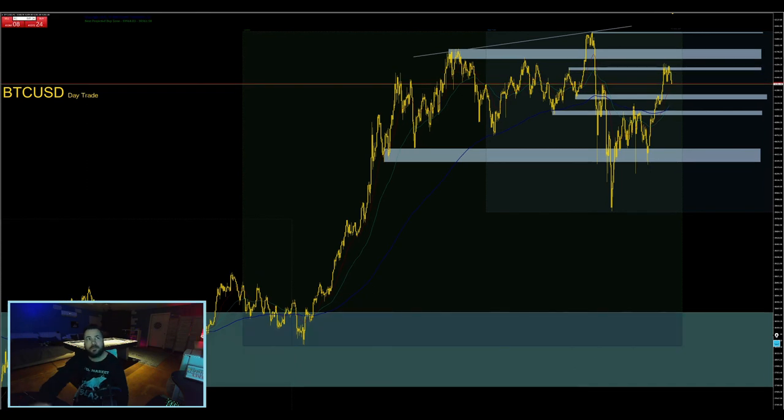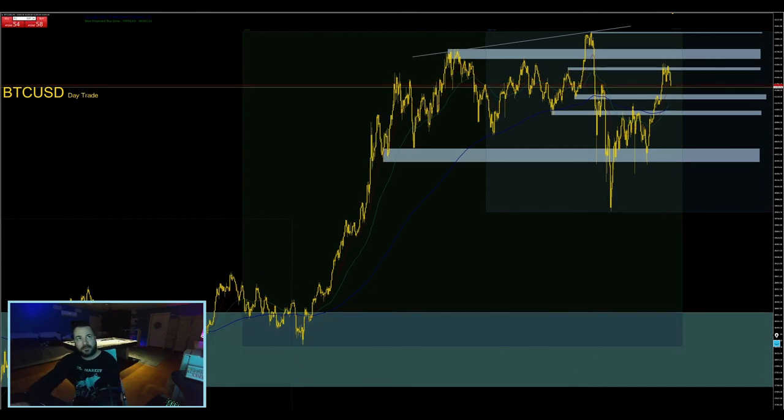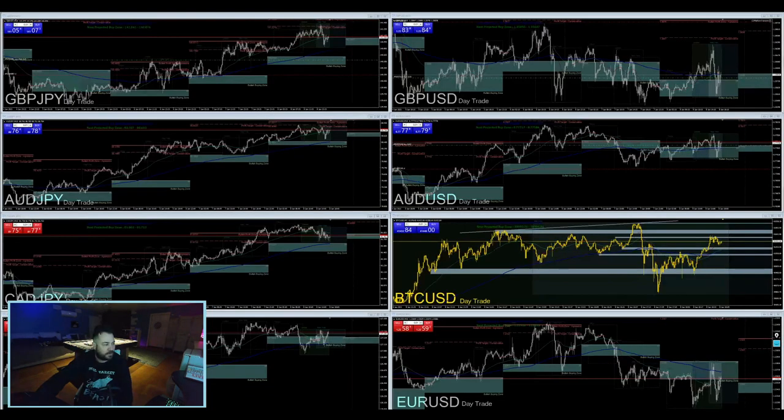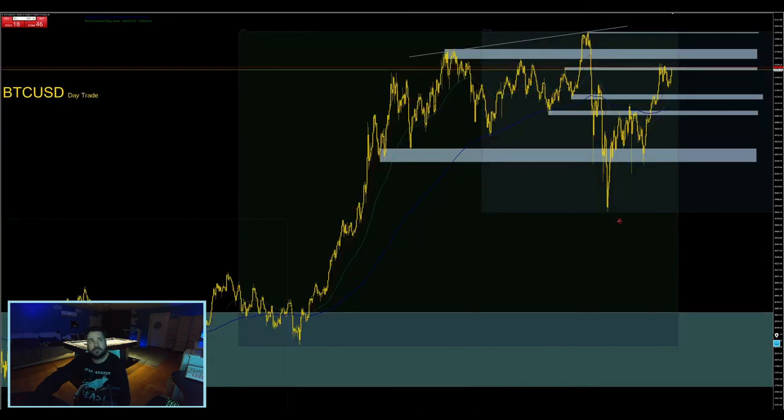Alright, here we go. Coming back down to this blue box here. So it's 9:49 a.m. Alright, so we're about 9 minutes out from the candle closure of the hourly. Are you not entertained? All right, coming back up to resistance.